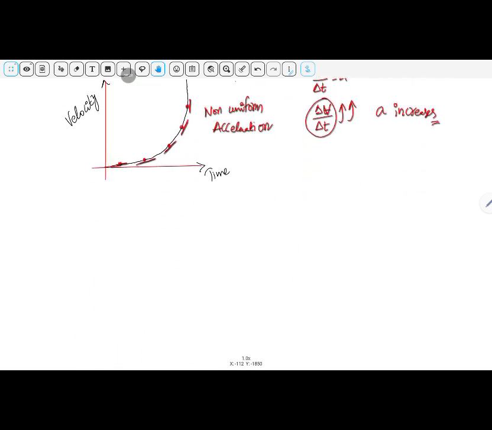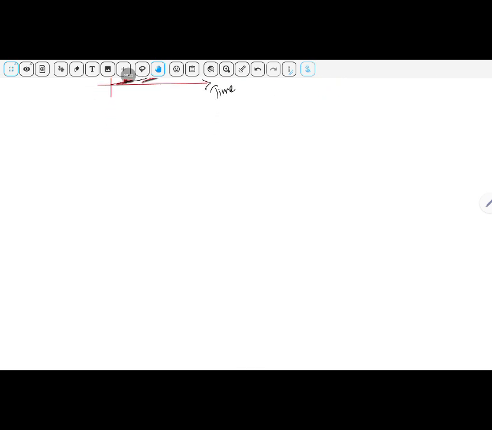Now we can see one more thing. According to calculus, velocity is given by the rate of change of displacement. When you multiply by dt on both sides, you will get v dt is equal to ds, and integrating on both sides, you will get integral of v dt is equal to integral of ds. Integration is used to find the area under a particular curve. So here this integration is useful to find the area under the velocity versus time graph.